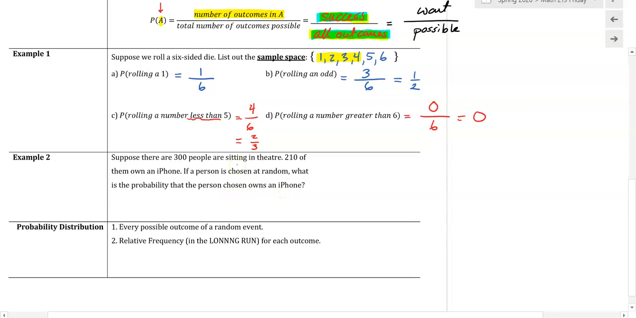One thing I really want you guys to do is do not just write an answer. Use proper mathematical notation. In other words, tell the reader what the heck this number represents. So I would write this as, I'm looking for the probability of someone that owns an iPhone. Just use that probability notation.